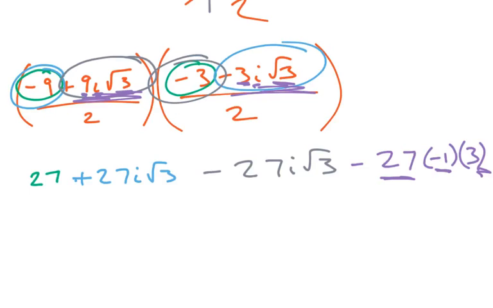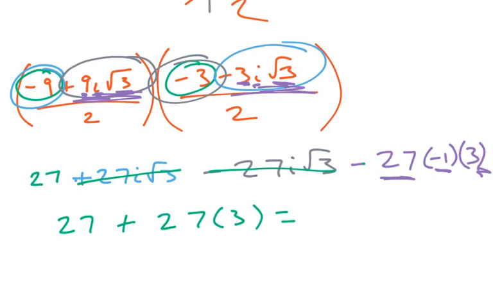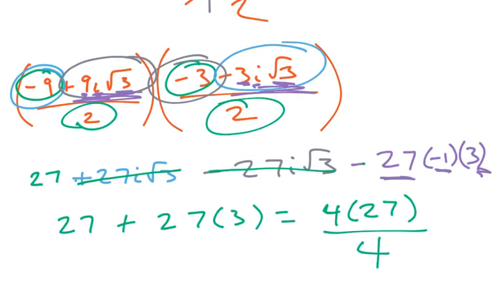I'm not going to worry about that right now. Just like from before, the 27i√3 and the negative 27i√3 cancel out. Just like from before, negative negative becomes a positive, so I am left with 27 plus 27 times 3. And just like from before, that means I have 4 27s. And again, 2 times 2 is still 4, so all of this is over 4. And I get 27. Okay.